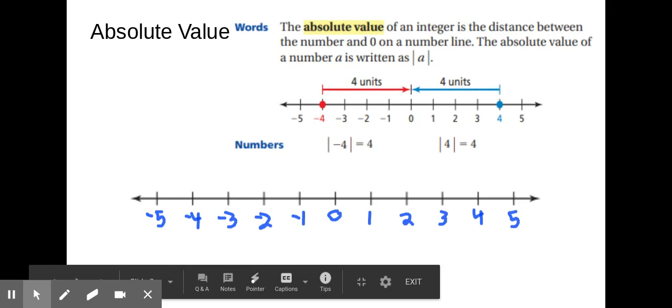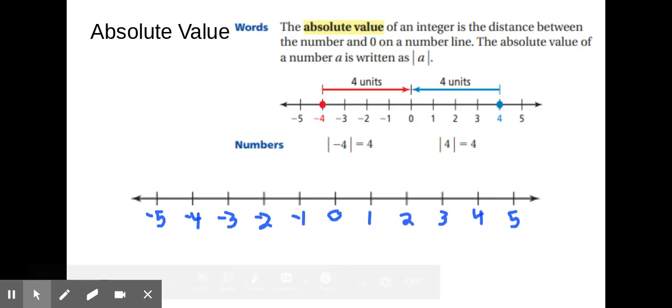The next thing is to understand what absolute value means. Absolute value just means the distance between whatever number it is and 0 on the number line. So the absolute value of a number A is written as |A|. And notice these 2 little lines. That's what shows us that it's the absolute value. So if you look at this example, the absolute value of -4 is, let's count it, 1, 2, 3, 4. It's 4 units away from 0, so the absolute value of -4 is 4.